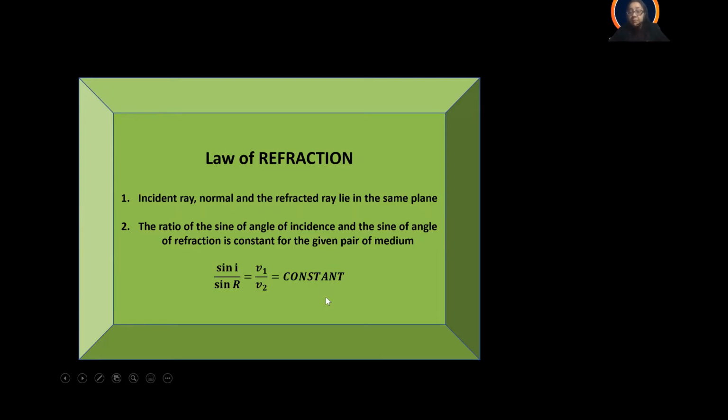So for a given pair of media, like if we consider glass and air, this is a pair of media. So this value, that is sine of the angle of incidence divided by sine of the angle of refraction, will be constant. And this will be equal to v1 by v2, where v1 is the velocity of light in the first medium and v2 is the velocity of light in the second medium. And I'm sure that you know what this constant is called? It is called refractive index. So we can conclude that for a given pair of media, the refractive index is constant.